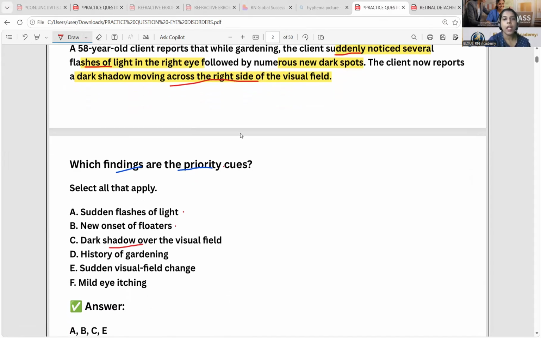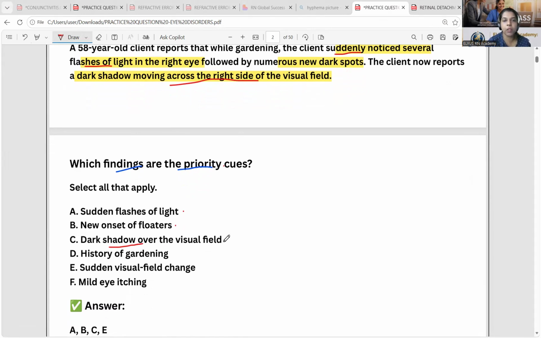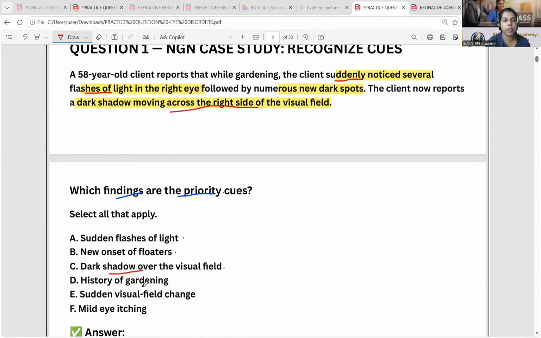So we are taking this C also. And here, the history of gardening is an action only, it is not related to any vision problem. So we can eliminate option D. And also it is saying sudden visual field change. Any sudden change in the visual field can be a noticeable priority concern. So we can choose option E also. The last one, mild eye itching. Mild eye itching can sometimes occur while doing gardening.